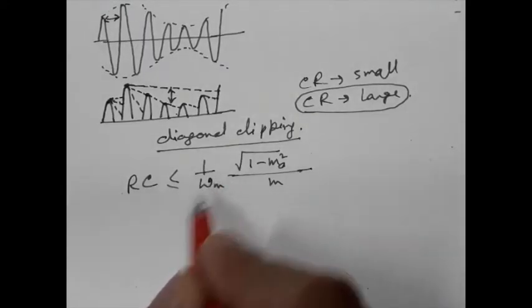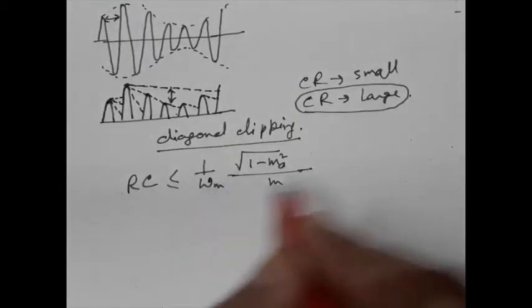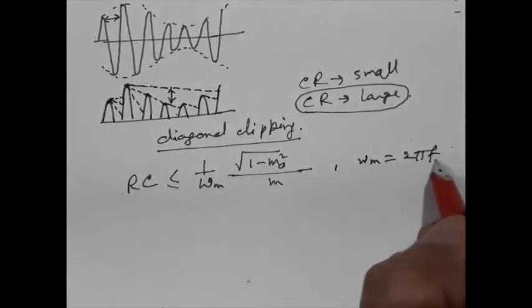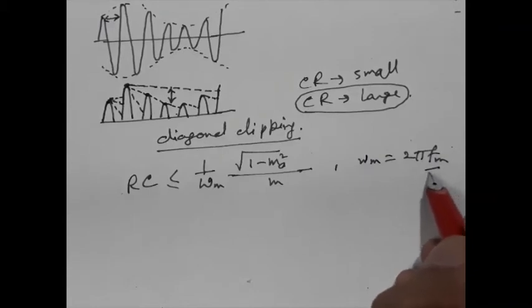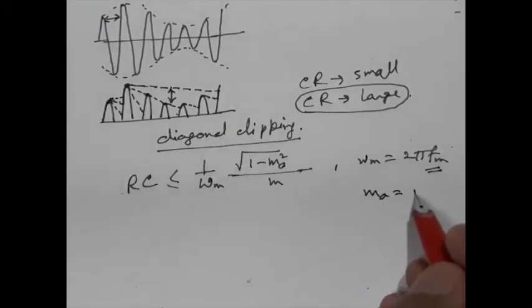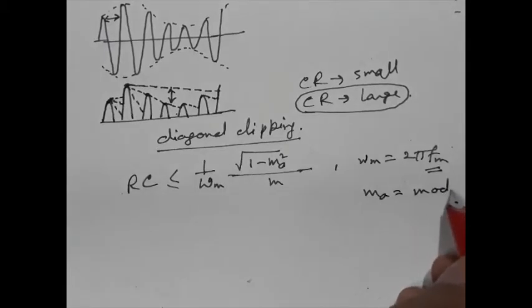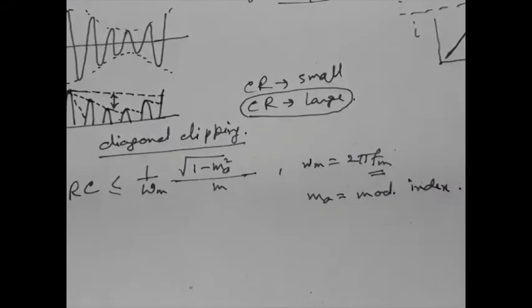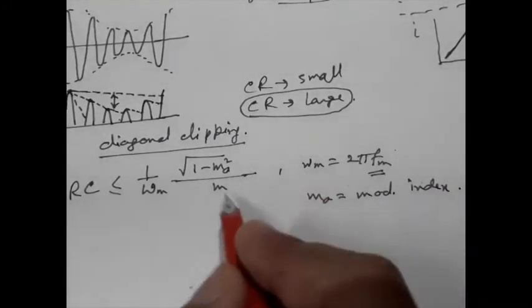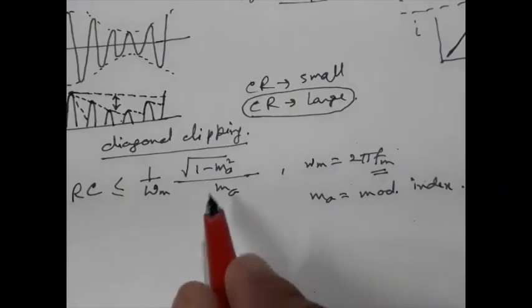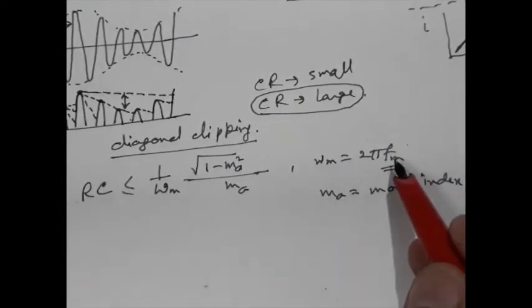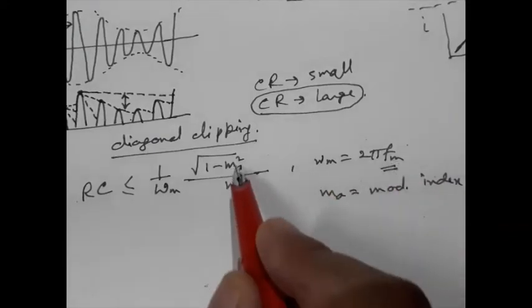Omega m equal to 2 pi fm. Fm is the maximum frequency component of the baseband signal, and ma is the modulation index. That means the choice of RC is dependent on the maximum frequency component and the modulation index.